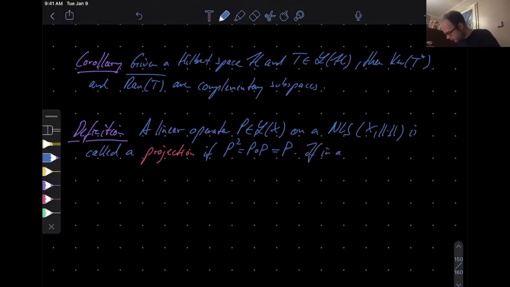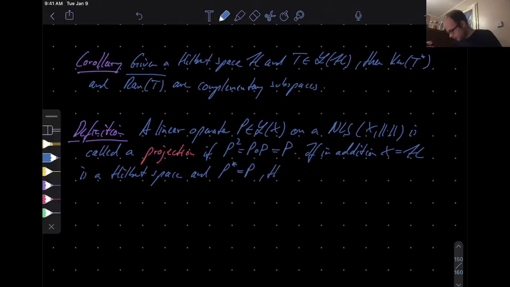If in addition you can make sense of the adjoint of a projection, so that means you are in a Hilbert space, X is a Hilbert space, and P is self-adjoint, then P is called an orthogonal projection.